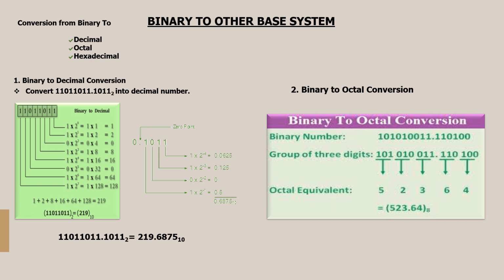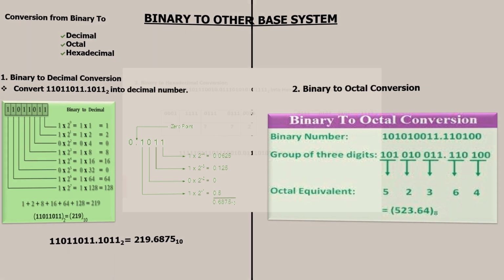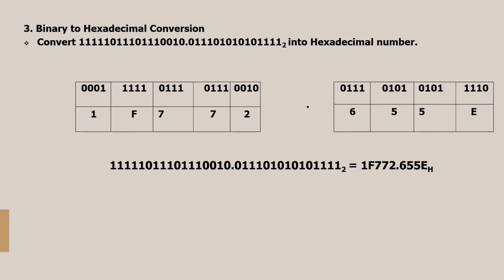Then the next one is binary to octal. Binary to octal means make groups of 3, and you have to write down the answer. Then the next one is binary to hexadecimal. Binary to hexadecimal means make groups of 4, and we need to write down the answer. That is binary to hexadecimal.